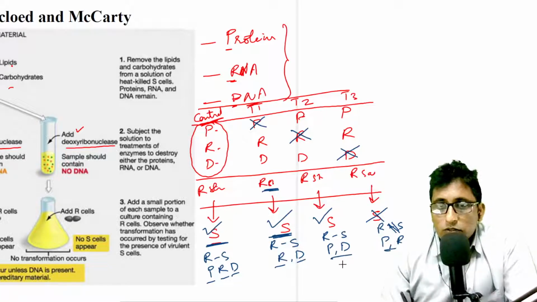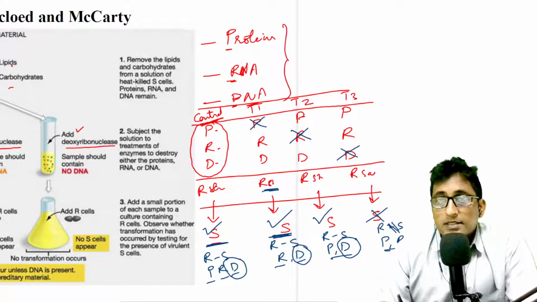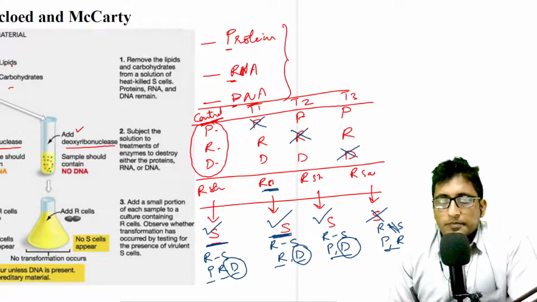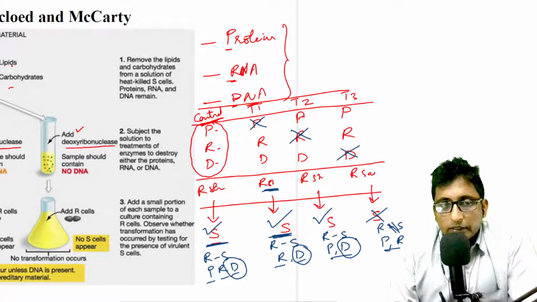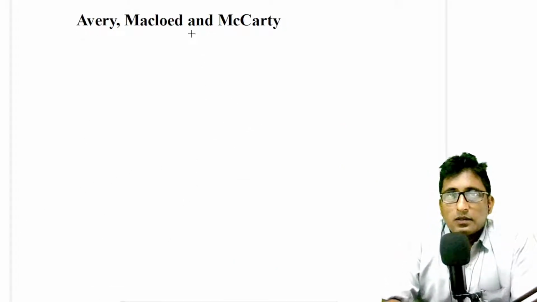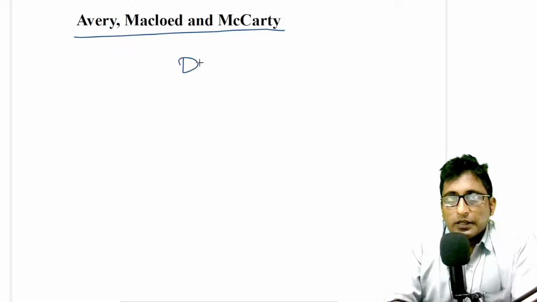which is conclusively telling us that in all the cases where transformation occurred, the one common factor is DNA. And in the place where transformation did not occur, the one thing that is missing is DNA. Therefore, the chemical nature of the transforming principle is DNA. That is how they conclusively concluded from the experiments that the transforming principle is DNA.